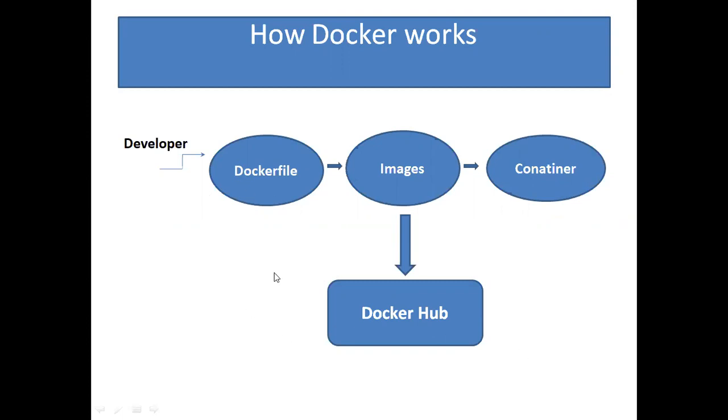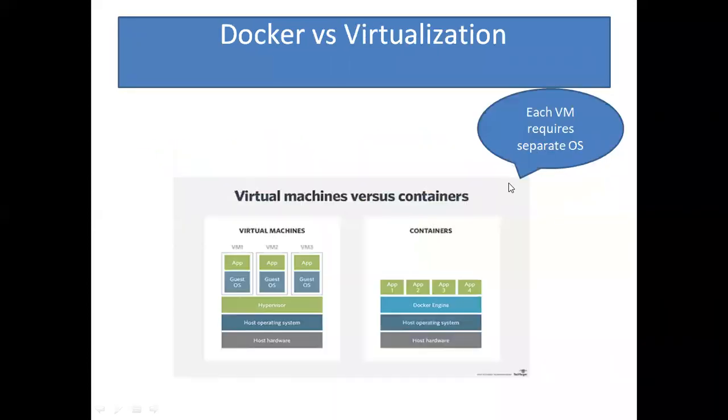Again, the Docker developer has to write the Docker file, then with the help of the Docker file create the Docker image, and then from the Docker image run the container. This is the flow. Moving to the next thing, Docker versus virtualization. What's the advantage of Docker over virtualization, like VMs, virtual machines?